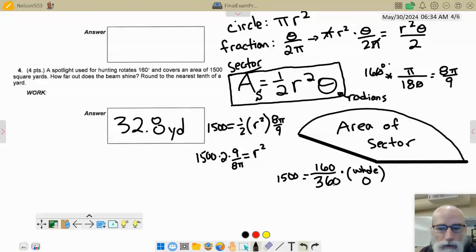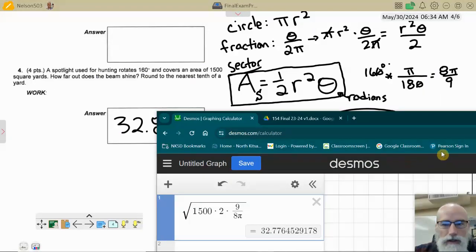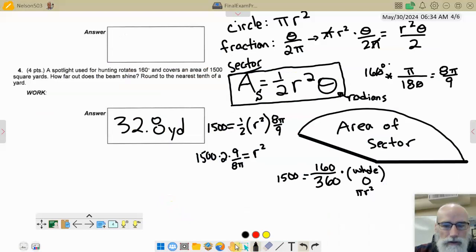You don't really have to reduce. You're on Desmos, right? So we can multiply by, and this is, by the way, pi r squared, right? So we're going to multiply by 360 over 160. So let's go back over here and let's see if we can get this to work out here.